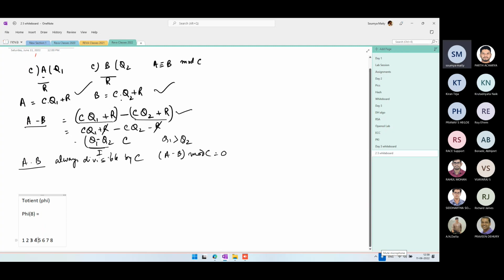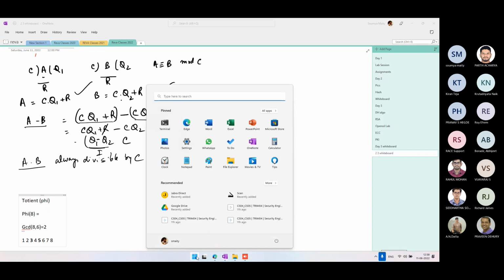4 is a factor of 8. 5 is not. 6 has a common factor with 8, right? The GCD of 6 and 8 is 2, so 6 and 8 share 2 as a factor.